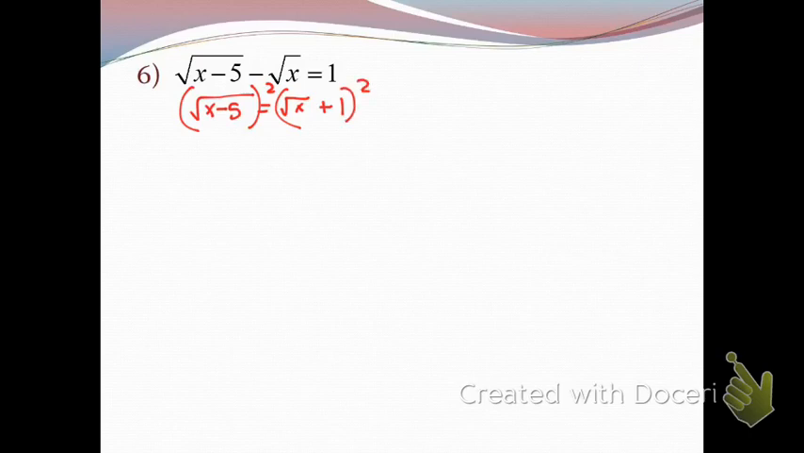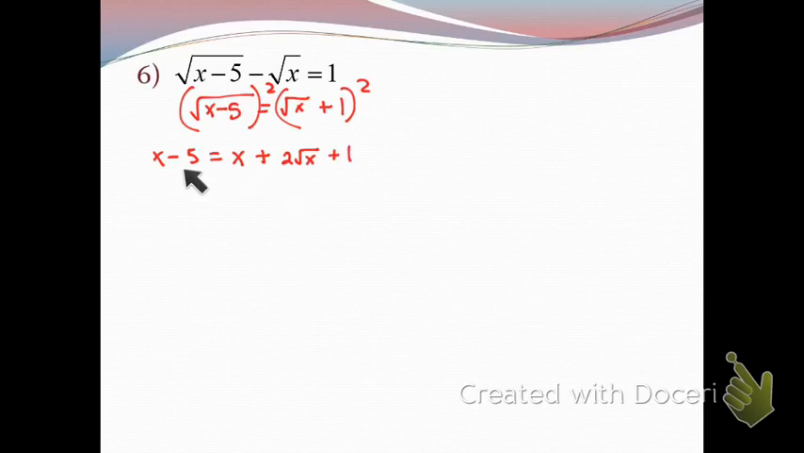We have to be careful over here. On the left, no worries. That becomes x minus 5. On the right, we have to be really careful. That's a binomial squared. Okay, here we go. What's the square root of x squared become? Plus, what's that middle term? This times 2. 2 square root x plus 1.